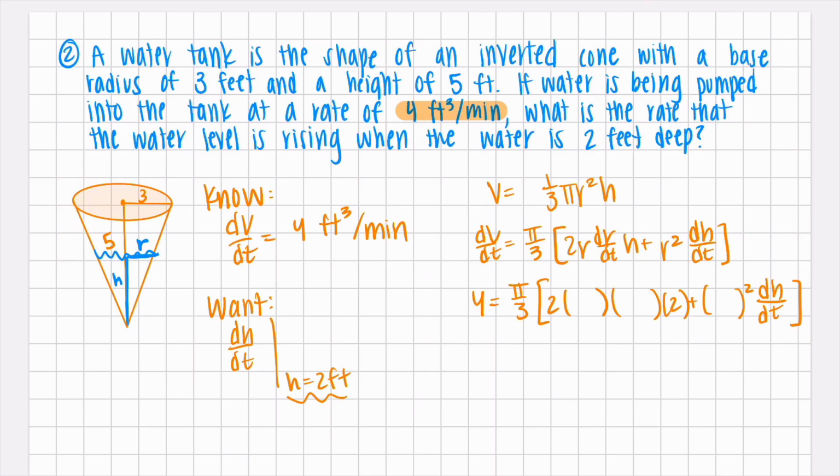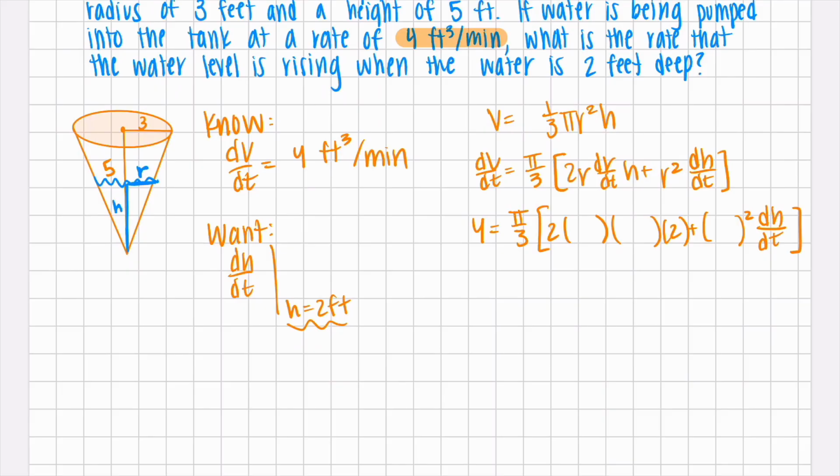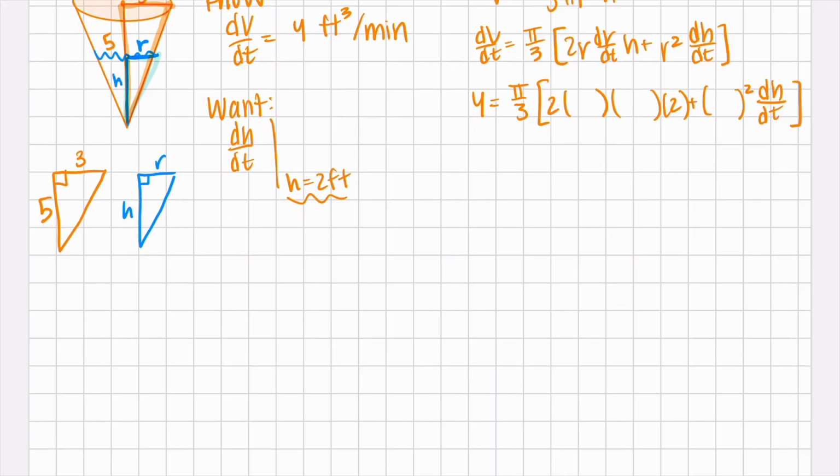Let's do some side work to figure out r and dr/dt. I want you to notice that we have similar triangles. So starting with this orange triangle, where this length is 3, this length is 5. It's a right triangle. And then I have this smaller triangle where this is R and this is H. So let's use similar triangles. I'm going to do a proportion. I'm going to say 5 over H equals 3 over R. I don't like fractions, so I'm going to say 5R equals 3H.